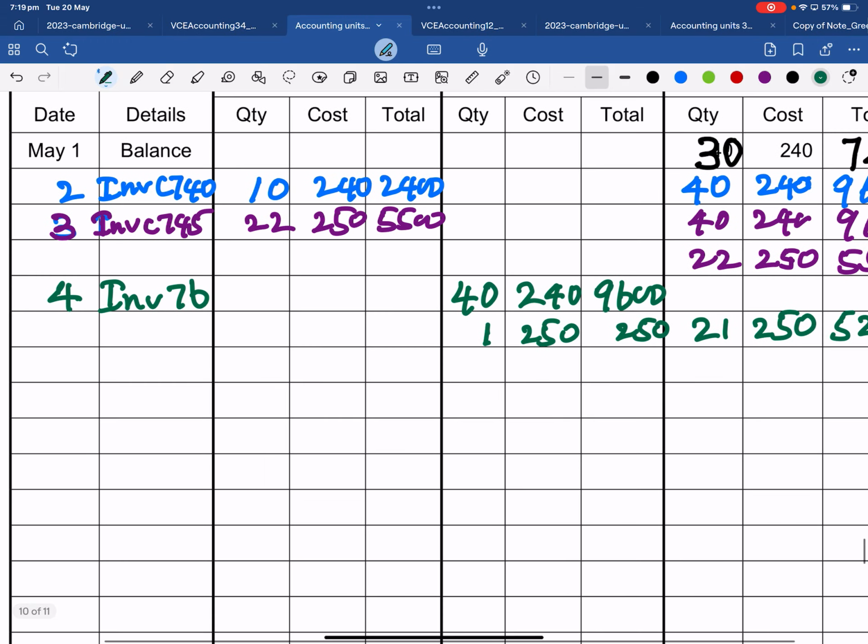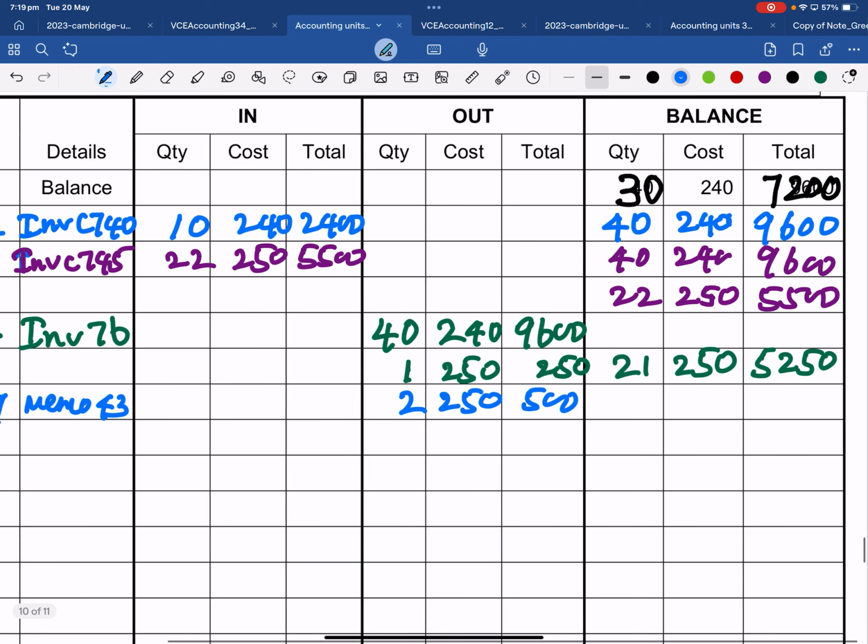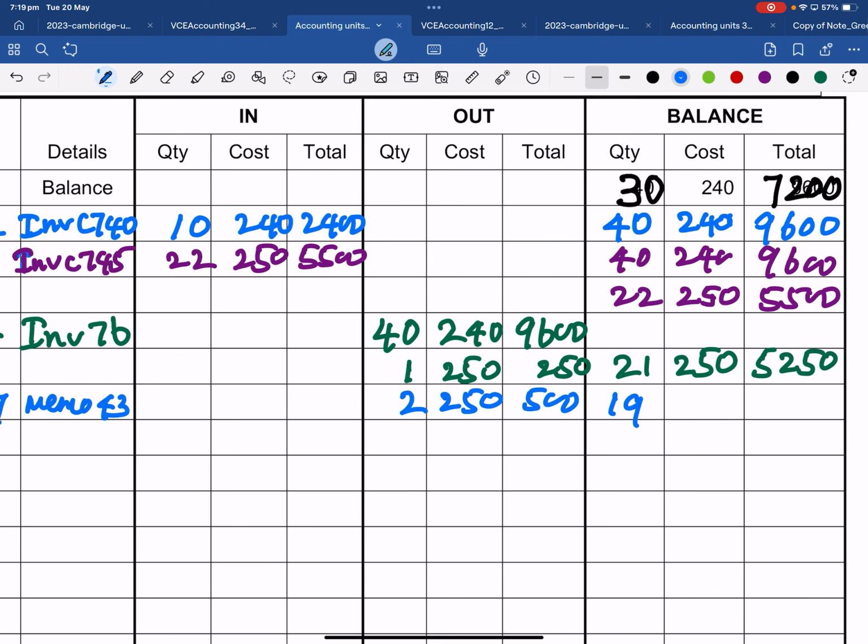Right. Now, what's the problem, guys? 7th. Right? We'll write 7. Memo 43. In or out? Out. 2 at how much? 250. What is left is only 250, so we are recording 250. Meaning, how many would we have now? 19 at 250, yes? For 750.